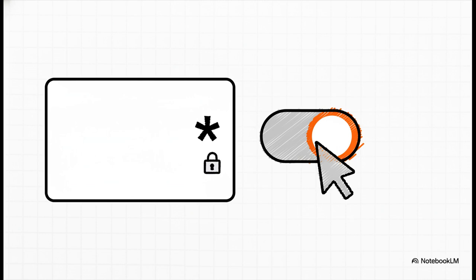Now here's a little pro tip that is an absolute lifesaver: the required toggle. If you 100% need to know someone's name or get their email, you just flip this little switch. And now they literally can't submit the form until they fill that part out. It's such a simple way to make sure you get the info you actually need.